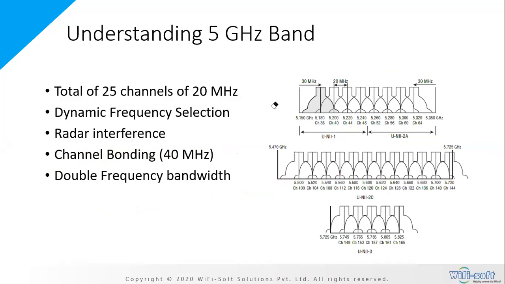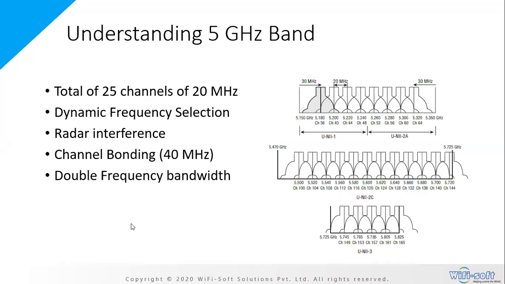As you can see, these bands are there. What happens is, because you have a lot more spectrum available, you can do a lot more throughput through that.